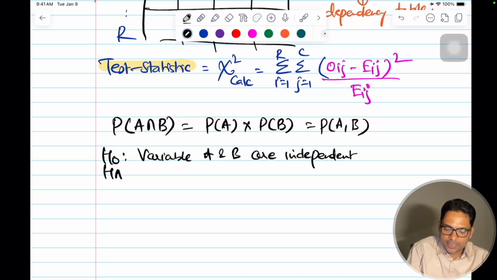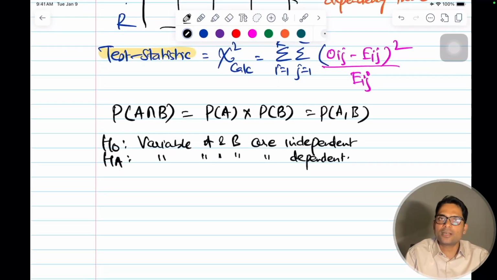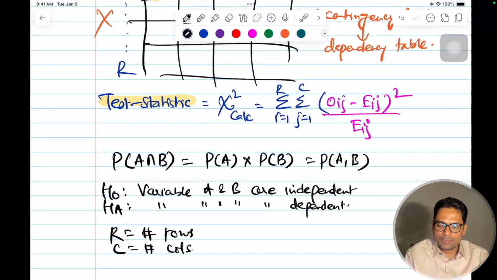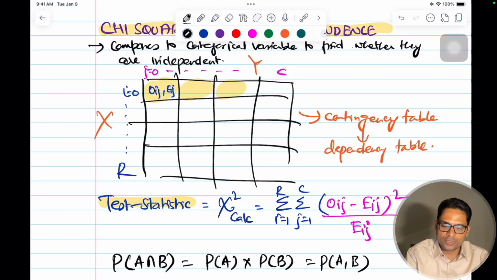And the alternate hypothesis is that variables A and B are dependent. If the null hypothesis does not hold, or if it is rejected, only then will we conclude that they are dependent. Then let's define all the variables. R is equal to the number of rows, C is equal to the number of columns in this table that we have put all the values in so that we can compare.